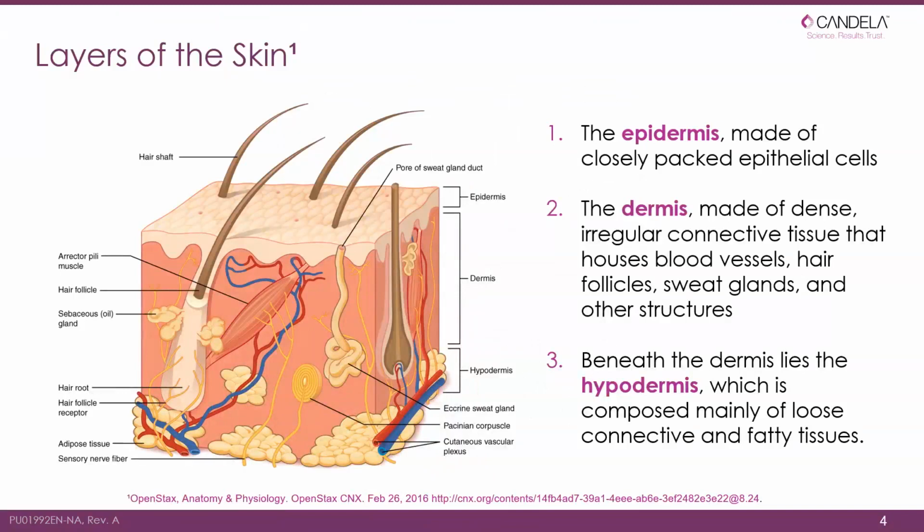Three layers of the skin, I'm sure you're all aware. The epidermis, which is where we're going to be concentrating today. Then the dermal layer, which comes underneath the epidermis, which is made of dense connective tissue. This is where you have blood vessels, hair follicles, sweat glands, etc. And finally, the deepest layer is the hypodermis. And this is mainly composed of loose connective tissue and fat.